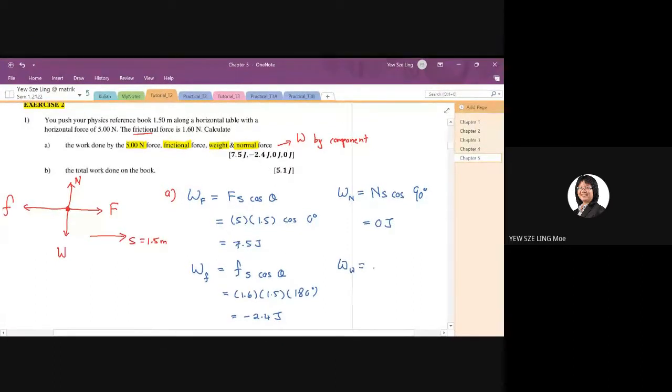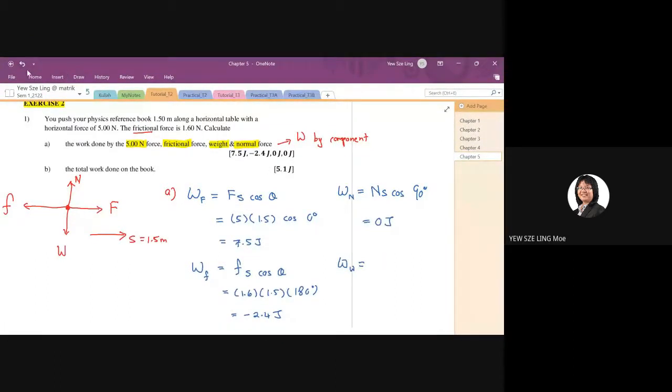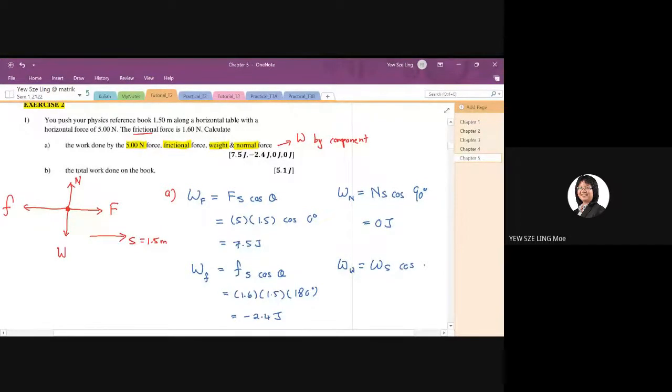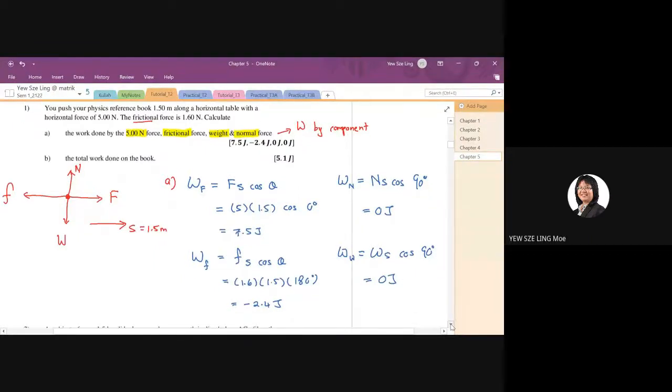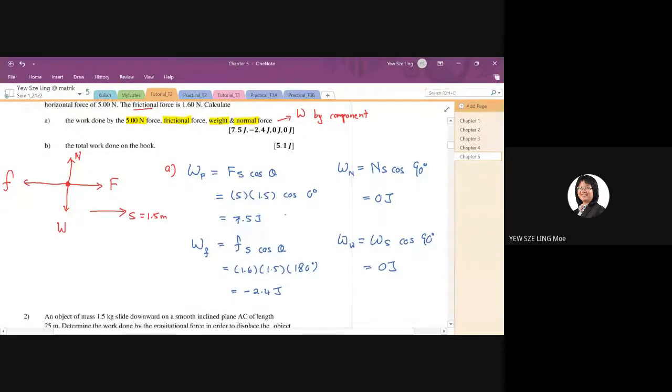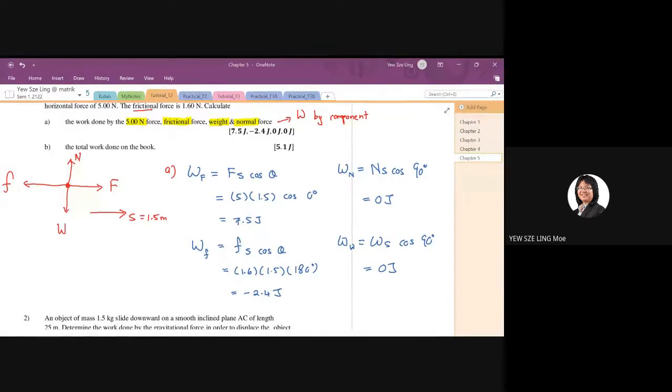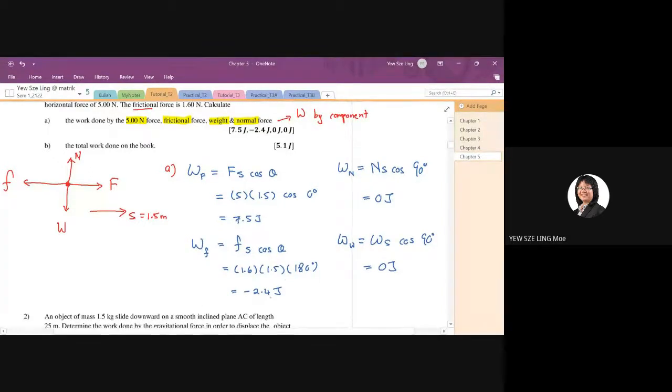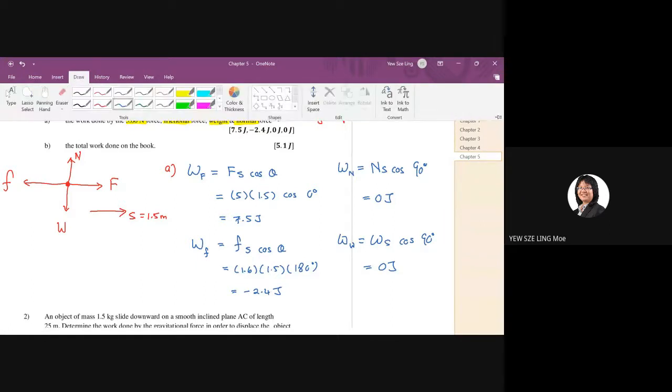And then next I have W weight. Okay, Ws cos 90 degrees. So once again, it gives you 0 joule. Okay, it gives you 0 joule. So now you have 4 work done by 4 different components. Okay, next. Now the questions ask you to calculate total work done.